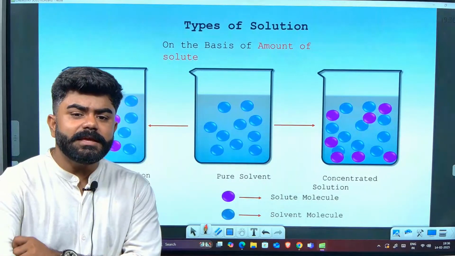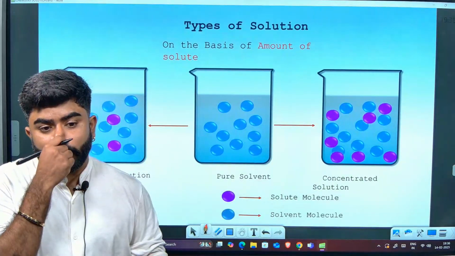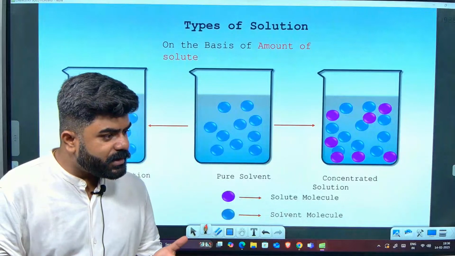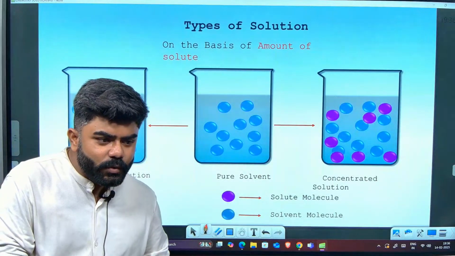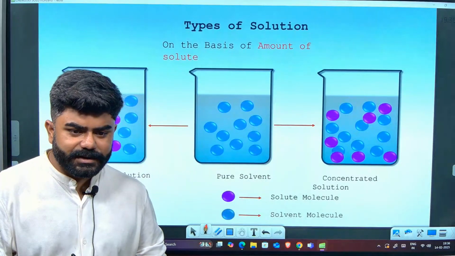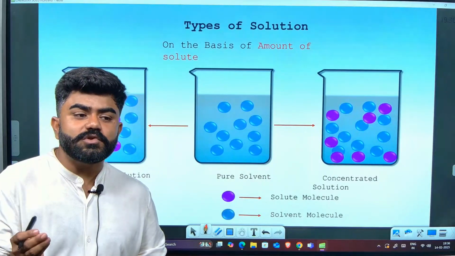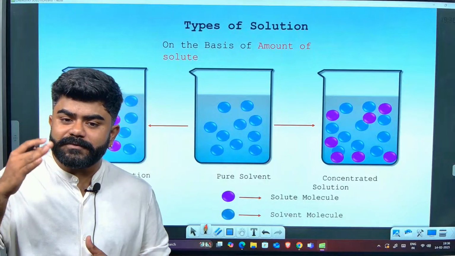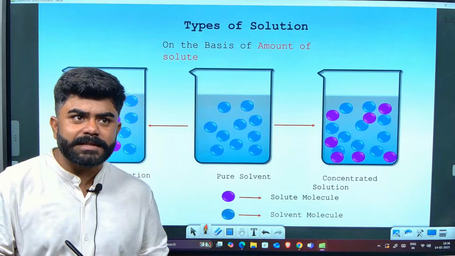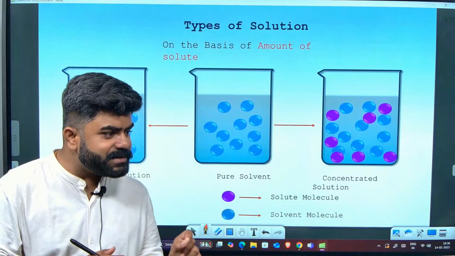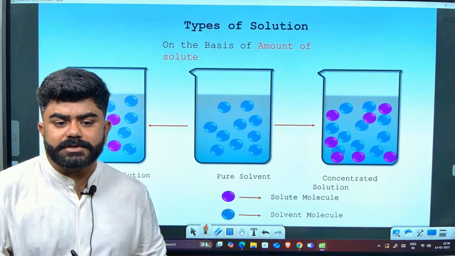Now, in the same way, how can we classify solutions qualitatively? We classify them as dilute and concentrated. What is a dilute solution? The amount of solvent will be more when compared to the amount of solute. In other words, the amount of solute will be very less when compared to the amount of solvent.